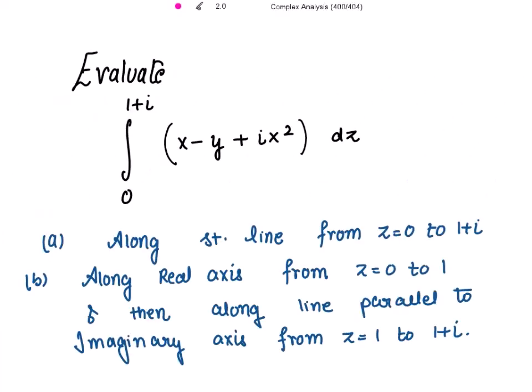This is a very important question on line integrals. We need to evaluate this integral. First part, along a straight line from z equal to 0 to 1 plus iota. And then along the real axis from z equal to 0 to 1. And then along a line parallel to the imaginary axis from z equal to 1 plus iota.